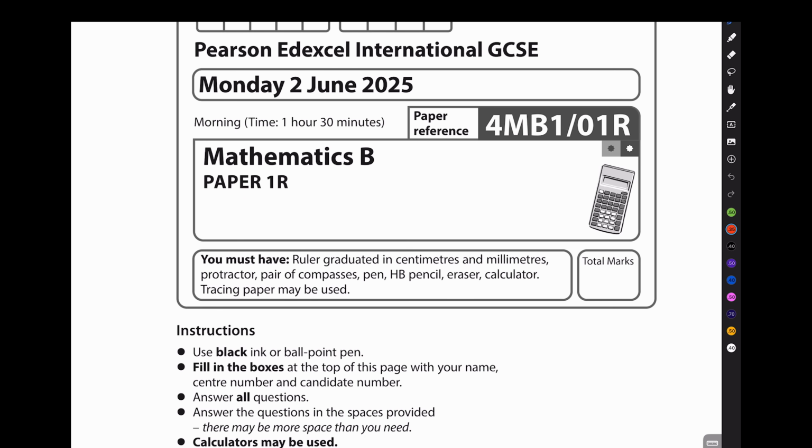This is the June 2025 paper, but this is the R paper, and I'm specifically solving this one because I already saw that someone uploaded the solution for the June 2025 normal paper. I didn't see any solution for the R paper, so I thought it would be more useful if you got the solution of a paper that hasn't been solved by someone else, because the solution for that one is already available. So you could watch the video of that person, and for the R paper, you could watch this one.